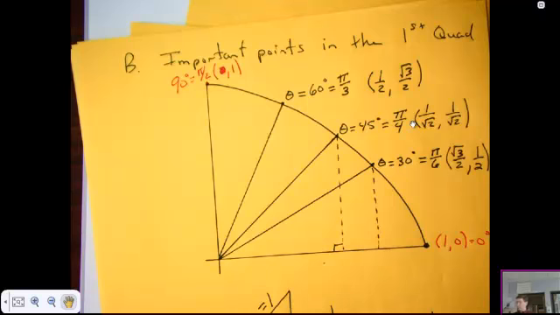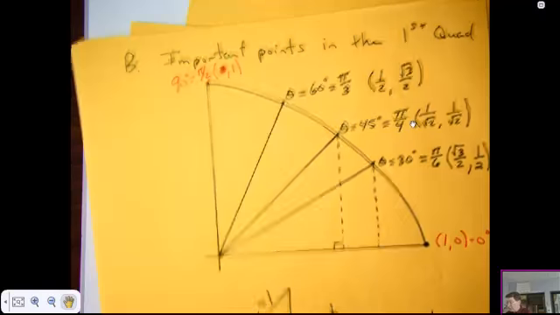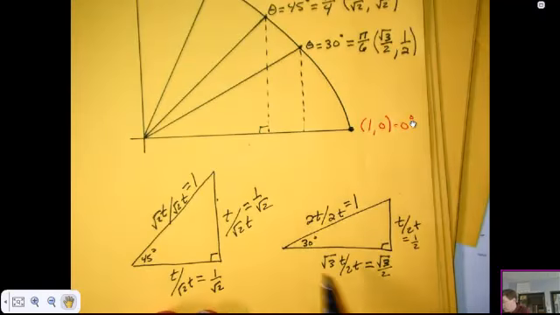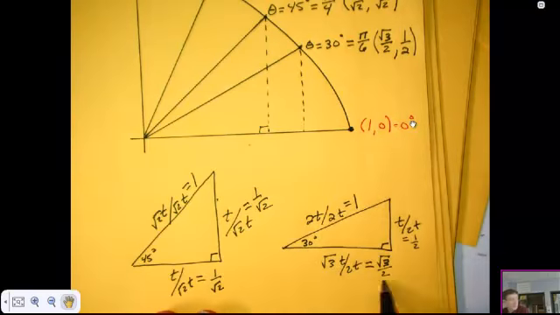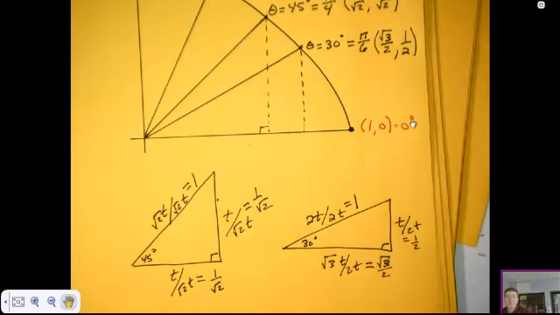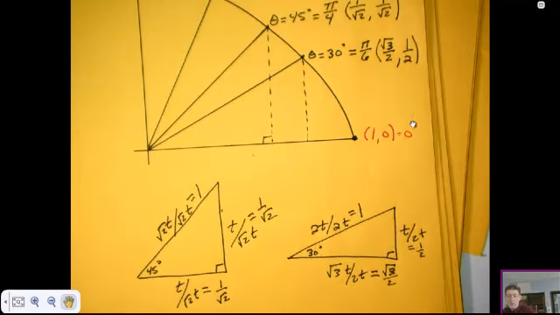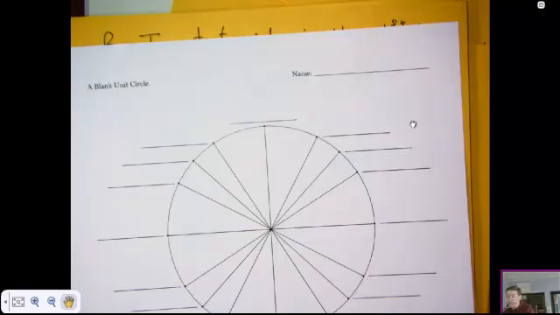Why is it root 3 over 2 for the x? Because I think about my special triangle here, right? Here's my 30 degrees. The x is this distance, right? The cosine. And it's 1/2 for the y.